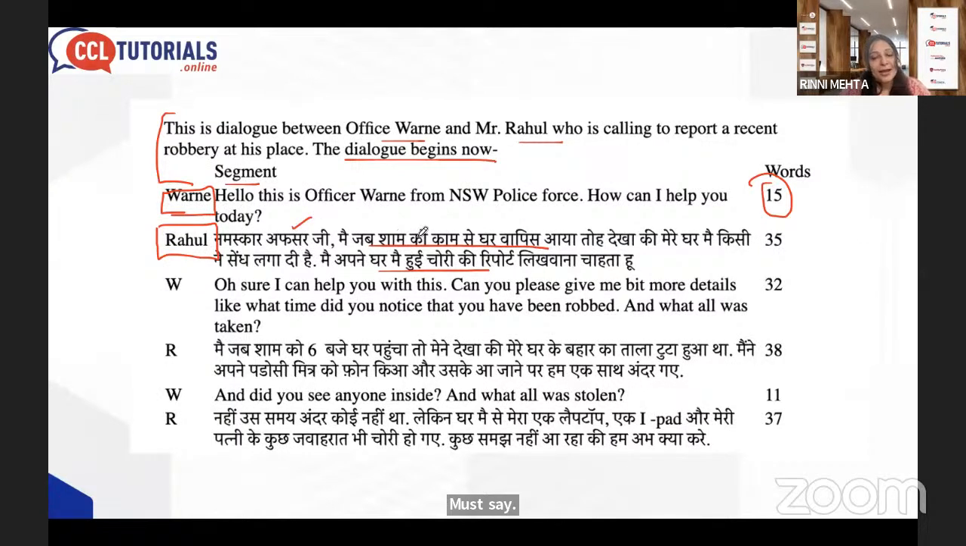When I returned back from work in the evening to my house, then I saw that there is someone who robbed my house. I just want to report that robbery which is there in my house. Then Officer Vaughn says, "Oh, sure, I can help you with this. Can you please give me a bit more detail, like what time did you notice that you have been robbed and what all was taken?"